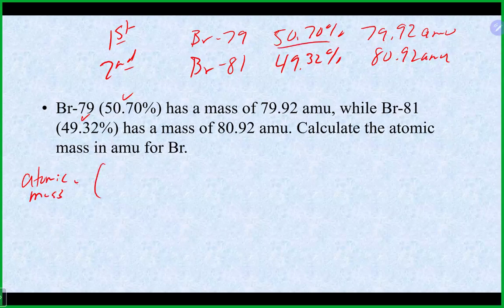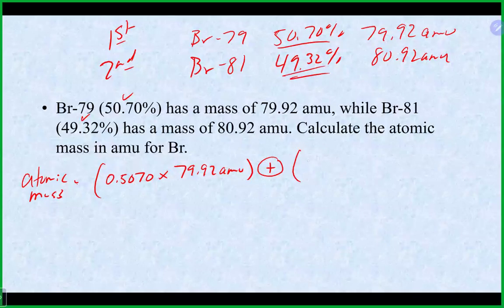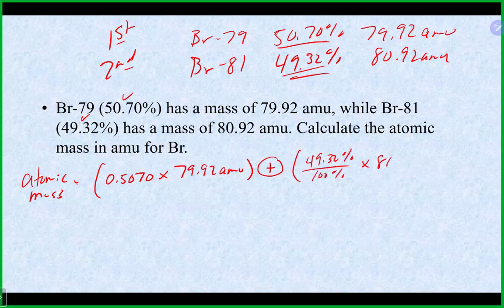I'm going to take my 50.70%. And again, you could either divide it by 100 or just move the decimal place 2 places to the left, and I'll do that for you. And we're going to times it by 79.92 AMU. Now, everybody always wants to multiply at this point, but it is adding here, so we do want to add. And same thing here. If you don't want to move the decimal point, you could take 49.32% divided by 100, and that will do it for you. And then you can times it by 80.92 AMU.